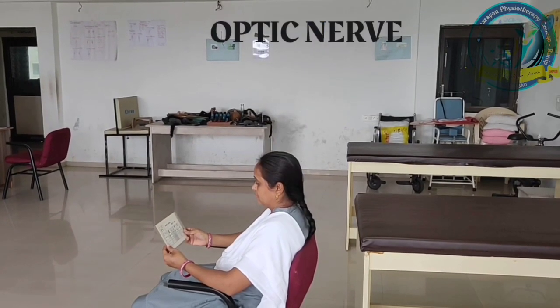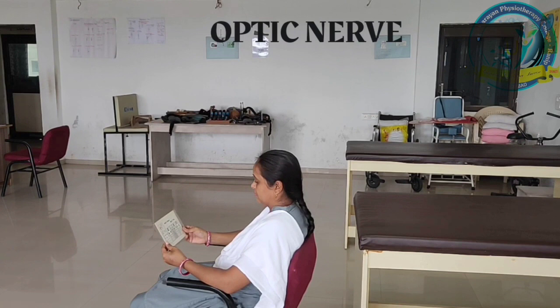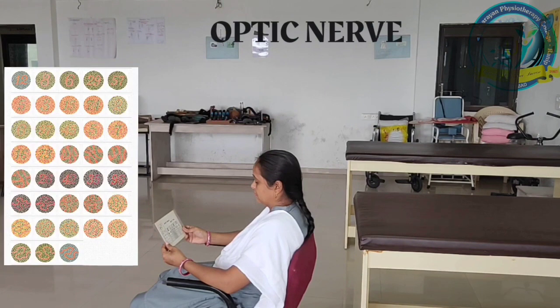Near vision is assessed with the help of Jaeger's card. We have to make the patient read the card from a distance of 30 centimeters. Ask the patient to read the smallest print possible from the card. Next, to assess the color vision, we have to use Ishihara charts.